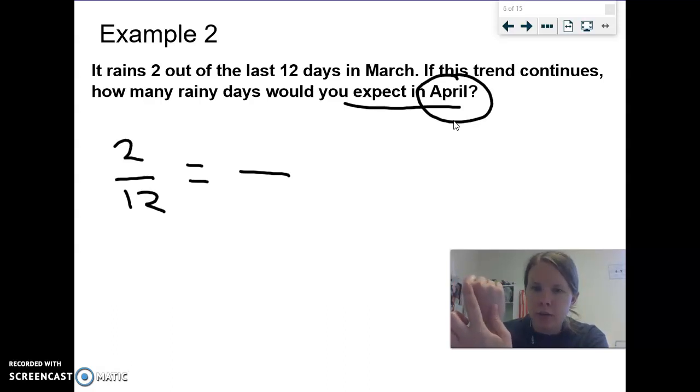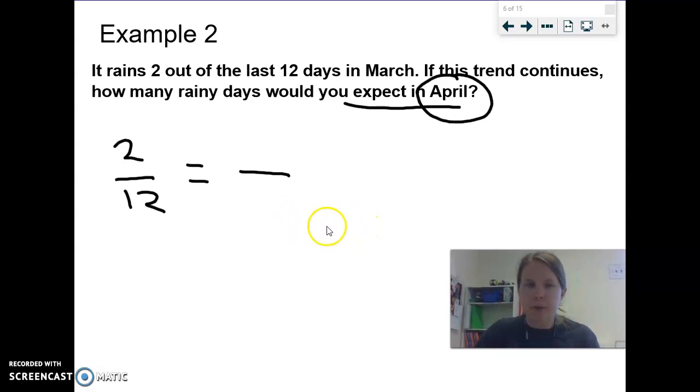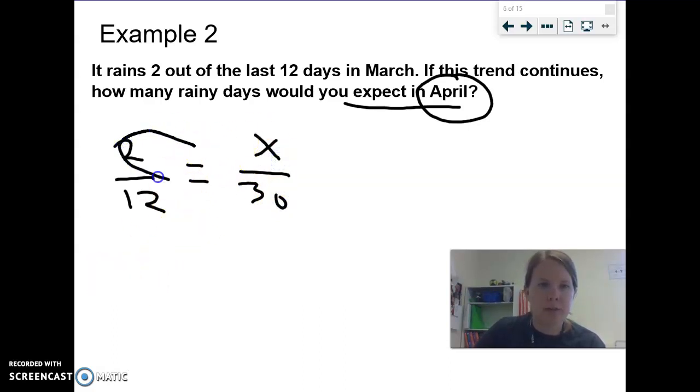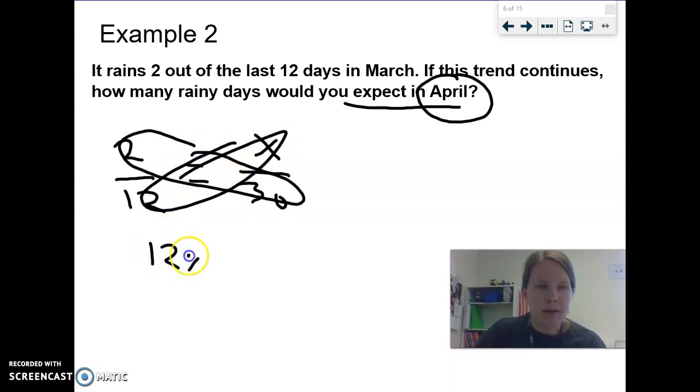So if I go January, February, March, April. April is going to be in between the two knuckles, so that's going to be a 30 day month. So I'm going to put 30 on the bottom. This one isn't quite as easy to just multiply over, so let's use our cross multiplication. I'm going to solve for x. So I'm going to have 12x equals 60. We're going to divide each side then by 12.